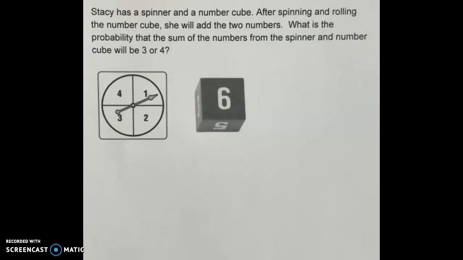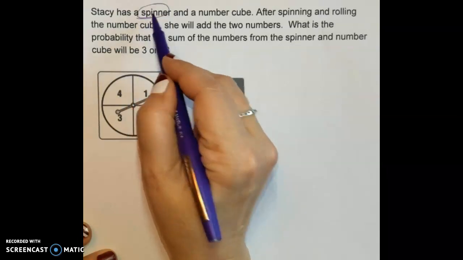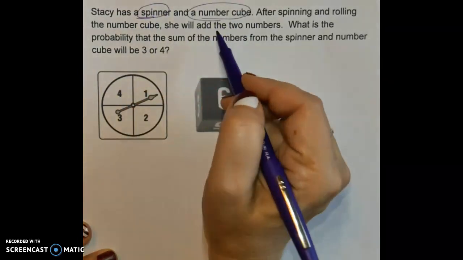All right, ladies and gentlemen. So one thing you need to know about making tree diagrams is that the actual diagram gets larger as you go. It literally branches out, and that's why it's called a tree diagram. So we do need to identify the different events that are happening in this compound probability problem. And in this case, the two events that we have are spinning a spinner and rolling a number cube.